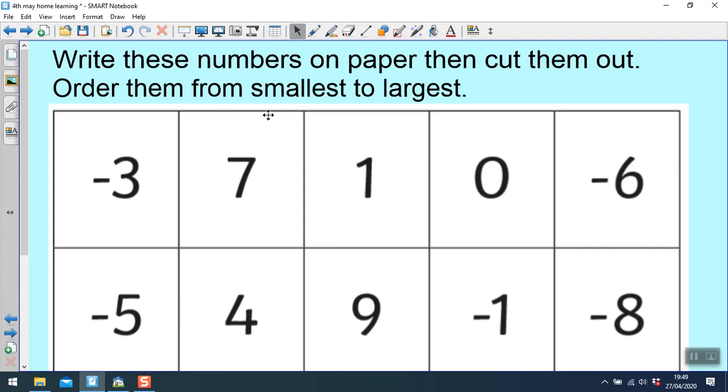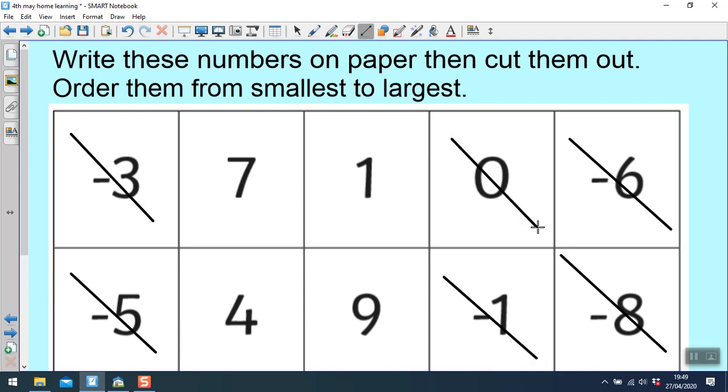Okay, so my smallest number, I'm looking at the negative numbers. I'm looking for the number that's furthest away from 0. So I have got -8. Then I've got -6, -5, -3, -1, 0, 1, 4, 7, and then 9 is the largest. Well done if you got those right.